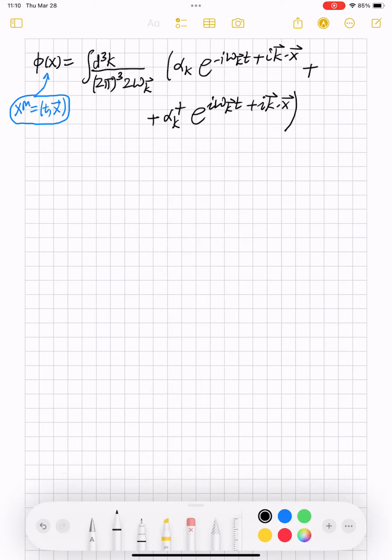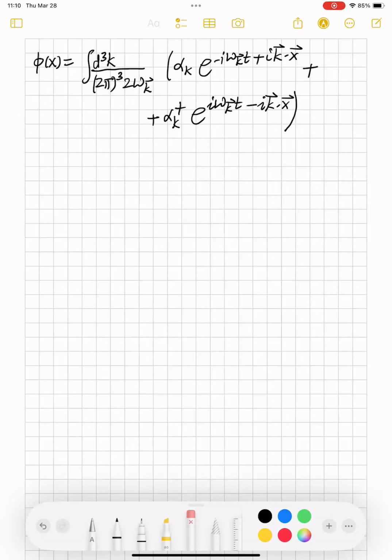So remember, when we write down phi of x, x is some event, and it depends on t and x. This is then equal to an integral of the Lorentz invariant measure. We've got alpha k, e to the minus i omega k t plus i k dot x. We've got a second term, which is alpha k dagger, e to the plus i omega k t. Oh, there's a typo. This should have been minus i k dot x. Good. Okay. So that's the form of phi.